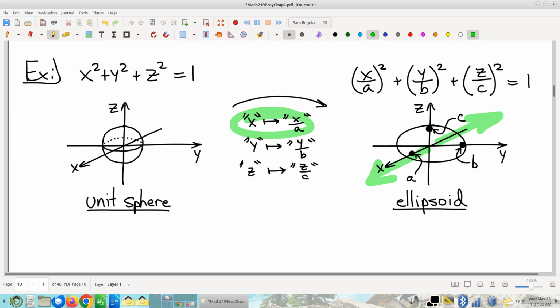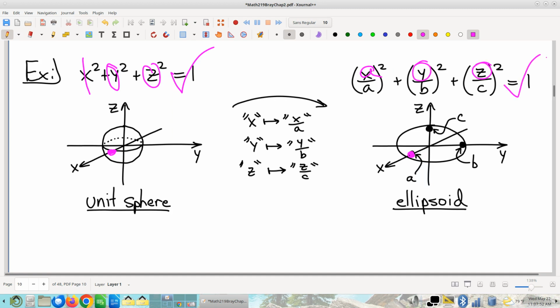And by the way, an easy, loose confirmation: you can think about specific points. So the point 1, 0, 0 makes that equation work. And having stretched it out, the point a, 0, 0 now works there. Everybody on board?